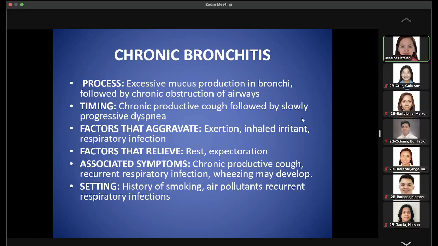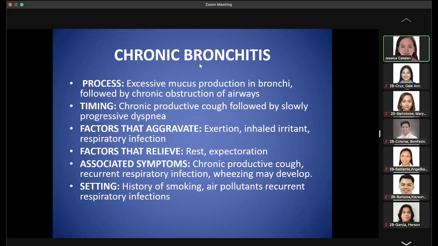So, usually, it is slowly progressive difficulty of breathing, aggravated by exertion, okay? Or if there's a concomitant respiratory infection. And usually, it is relieved by resting and expectoration of the phlegm. Kung nailabas mo na, so mawawala yung obstruction. Okay? Pero chronically kasi nagpo-produce ng phlegma. Alright? So in the history of smoker ang patient mo o kaya chronically exposed to air pollutants.